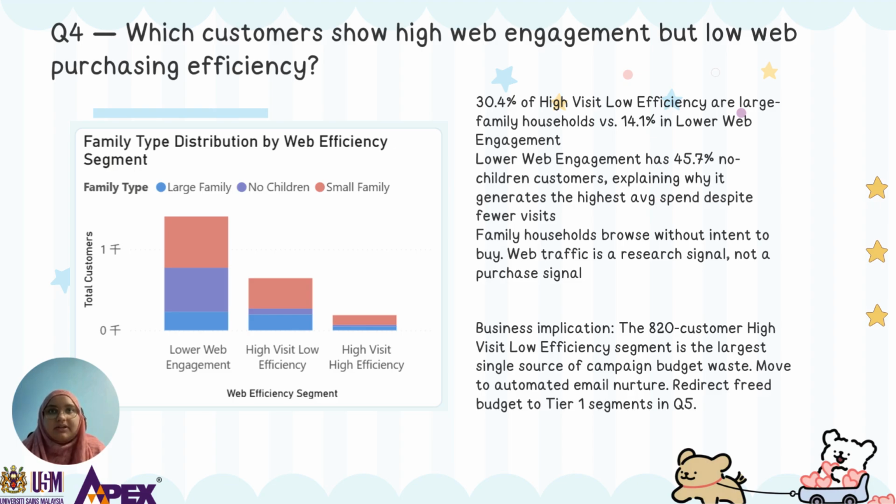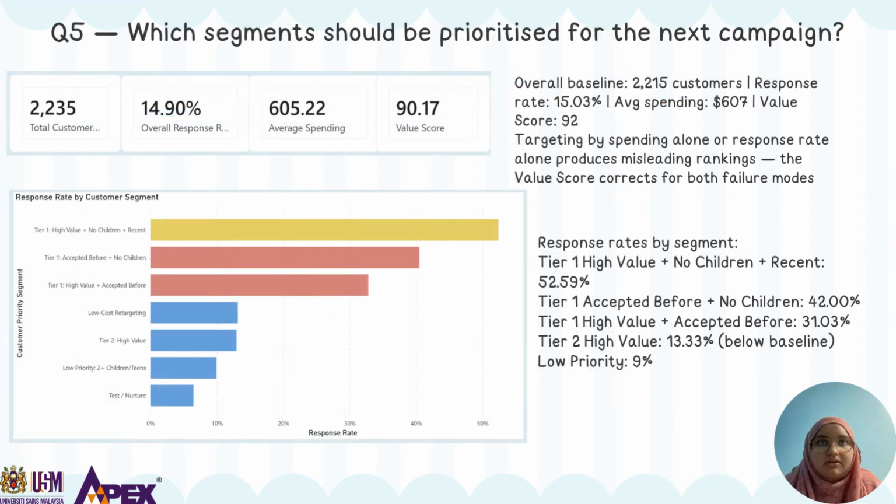30.4% of this segment are large family households, compared to 14.1% in the lower web engagement group. Family households browse and research, but they don't buy anything. Their web traffic is a research signal, not a purchase signal. The implication? Move these 643 customers to automated email nurture and redirect the freed budget to Tier 1 segments in Q5. Q5 brings all 4 findings together.